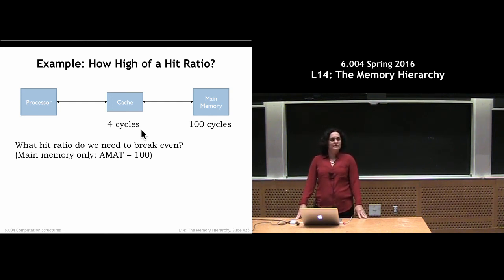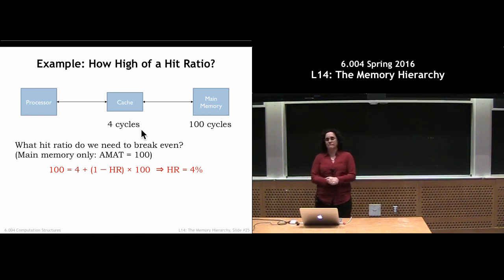So what does break even mean? Break even means that we're doing as well after adding this cache as we were doing with just main memory. Okay, so to do just as well, that just means that our average memory access time has to be 100. So we take the hit time plus the miss rate times 100, and that shows us that we really don't need a very high hit rate at all, just 4%, in order to at least break even. Okay, but clearly we want to do a lot better than just breaking even, right?